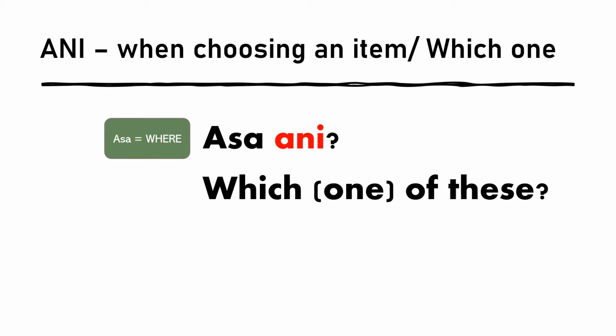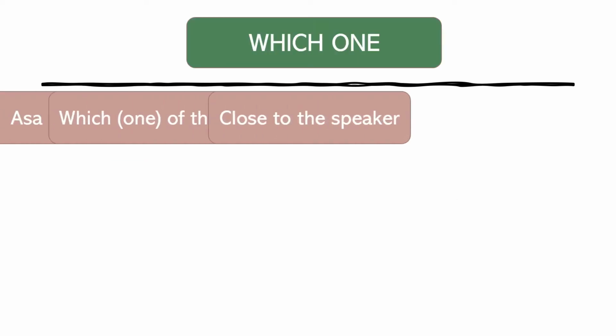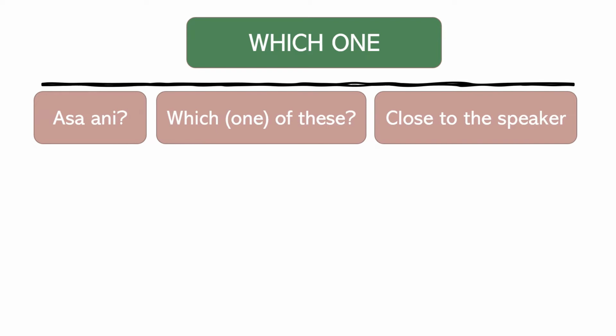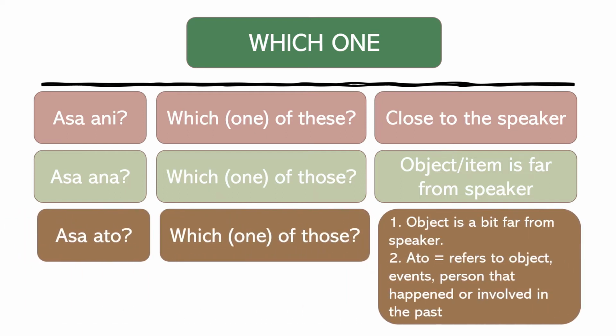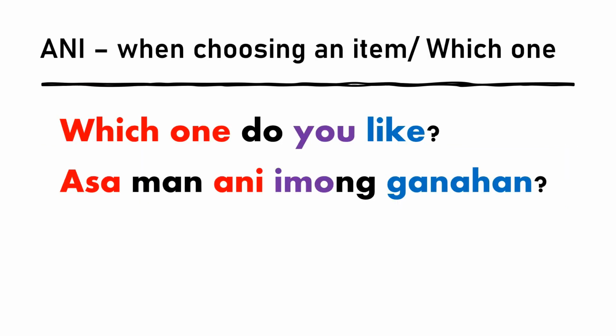Now, if you are talking about the object that is very near you, you will say, asa ani? Which one of these or which of these? And if you're pointing, asa ana? Okay? Which one of those or which of those? So the object is far from the speaker. And then asa ato is which one of those? The object here is a bit far from the speaker. Remember as well that ato refers to objects, events, or persons that happened or were involved in the past. Okay, asa ato.